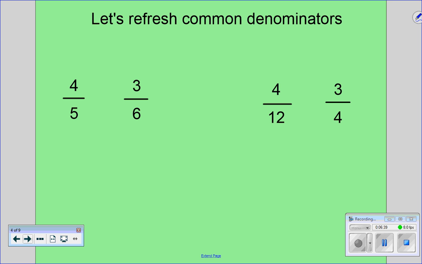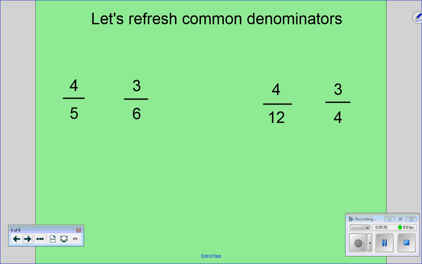Let's talk about how to make common denominators. Now here, when we're just comparing, you don't have to have the lowest common denominator. Have you heard that? The lowest common denominator, it's called LCD. Have you heard of that before? If you're just comparing, you don't have to have the lowest one.